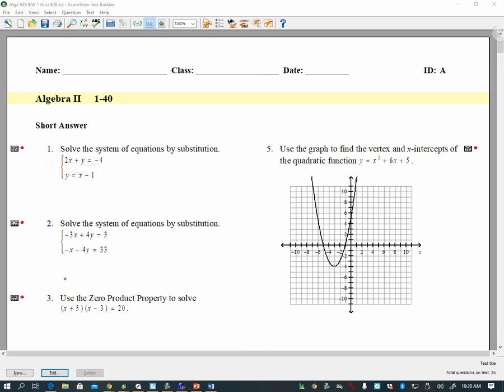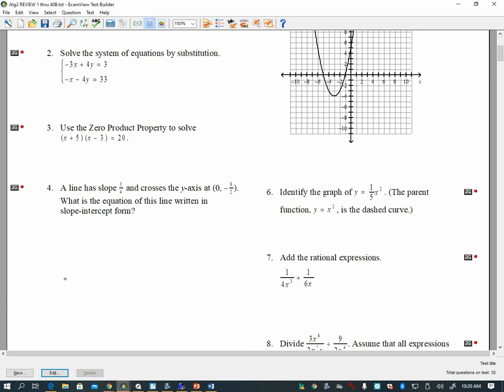All right. Number 2. Same steps. Do we need to do number 2? No? Okay. Number 3. I've seen a lot of people miss this question on tests and all this type of stuff before.